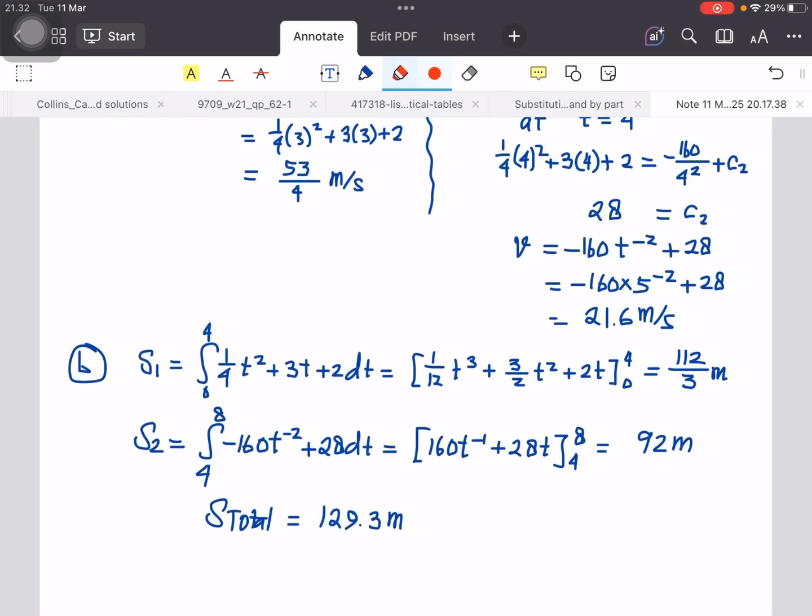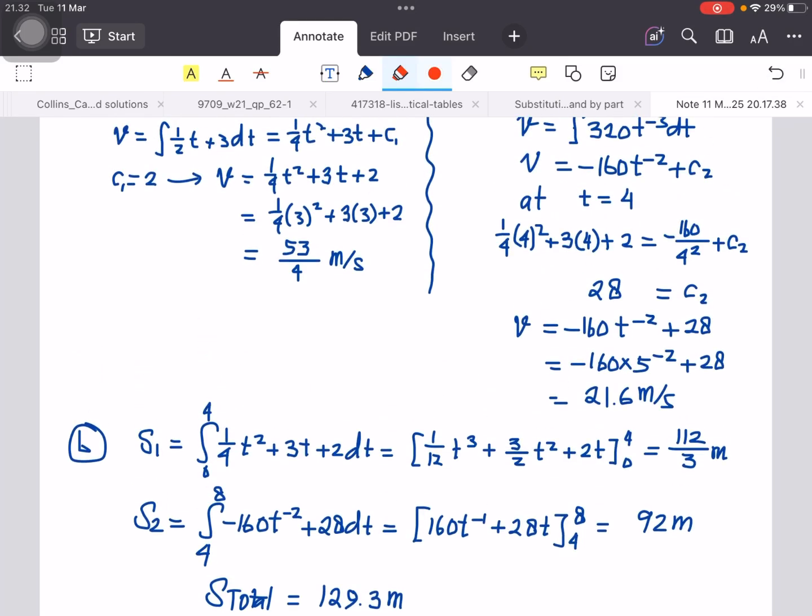So since we have two formulas, we do the integration twice. One for the first time interval from 0 to 4, and the formula is this one. We integrate that one to find the area under the graph, which is the same as the distance traveled. So S1 will be 112/3 meters.